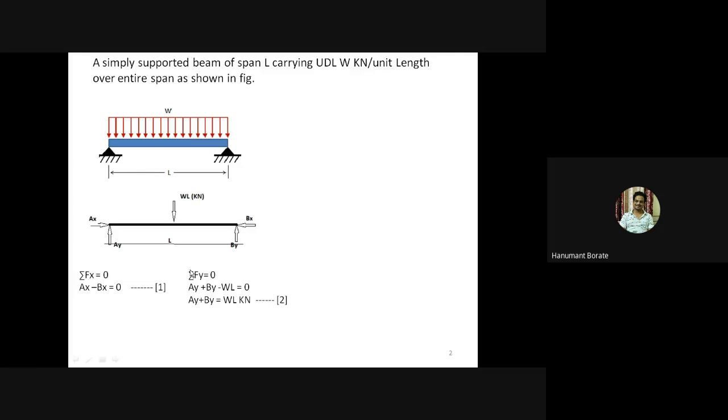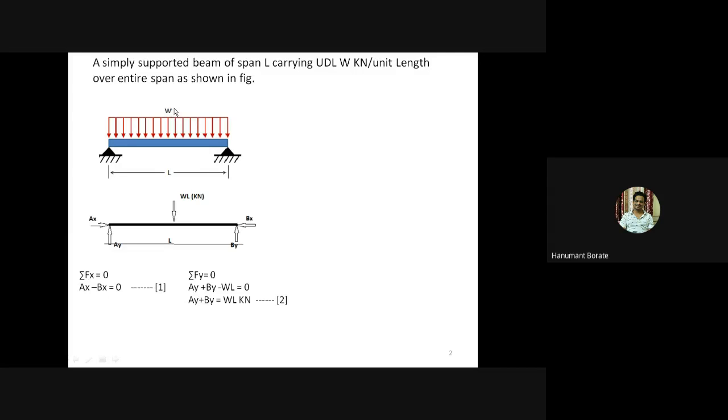Now next, we can use another equilibrium condition, that is summation Fy equal to 0. Summation Fy equal to 0 means the forces which are acting in the y direction, or here we can say the forces which are acting in a vertical direction. Okay. So Ay plus By equal to minus WL. Why this minus WL? Because we have converted this UDL into a point load. So this uniformly distributed load we converted into a point load.